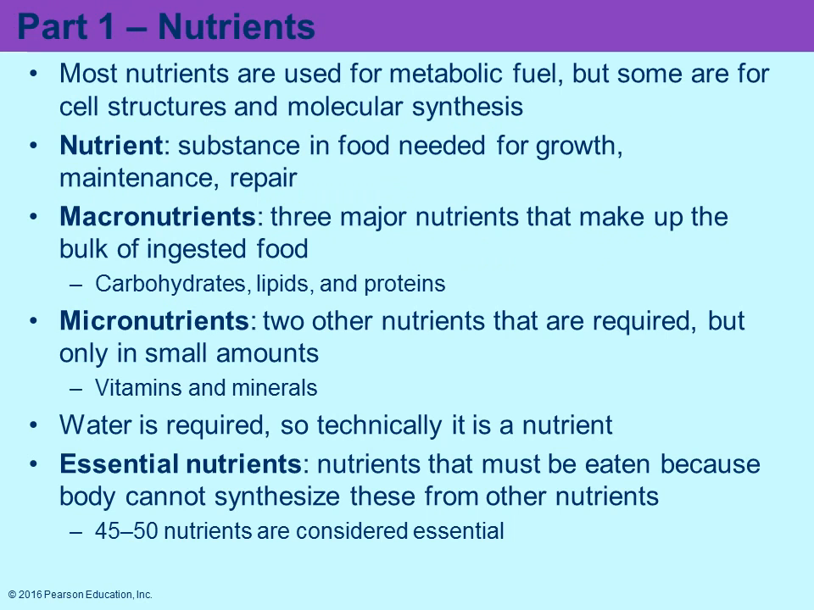So when we look first at the nutrients, this chapter is divided into different parts. So part 1 deals with the nutrients. These are substances that the cells require for growth, for repair, for maintenance. And we divide them into macronutrients and micronutrients.